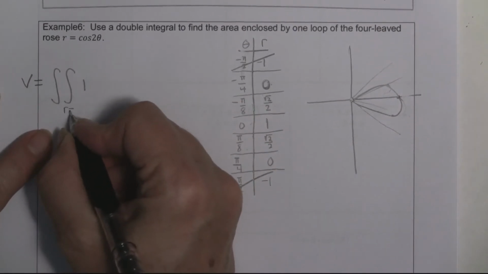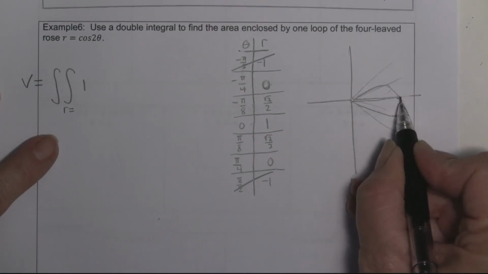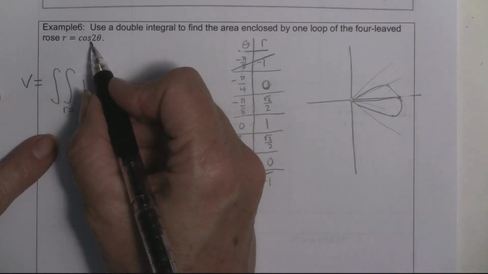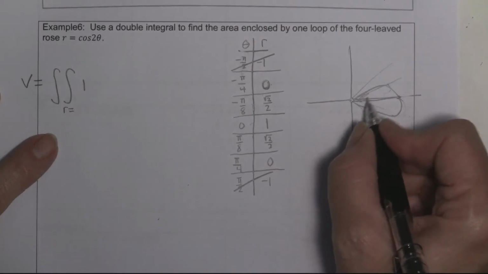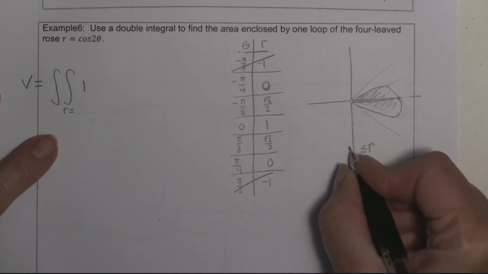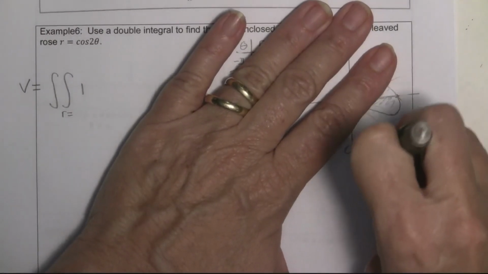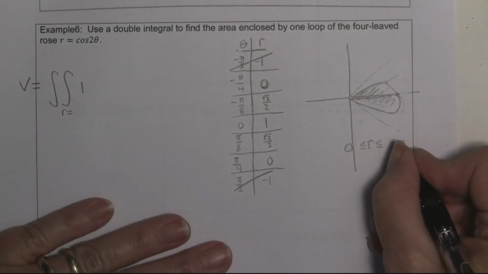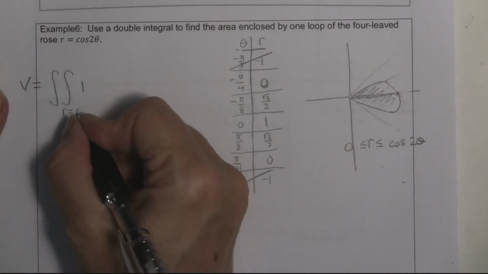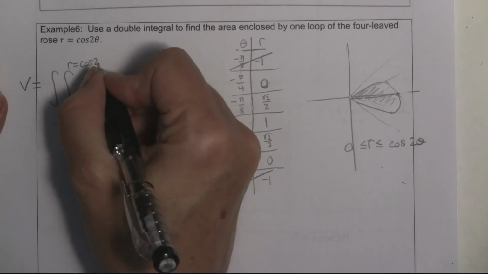I'm going to go from R equals, now R goes from here out to that curve. And that curve is the rows, which is cosine. So this is my rows right there. So it's going from 0, my R, to my rows, which was 2 cosine of 2 theta. And so I'm going here from 0 to R equals cosine of 2 theta.